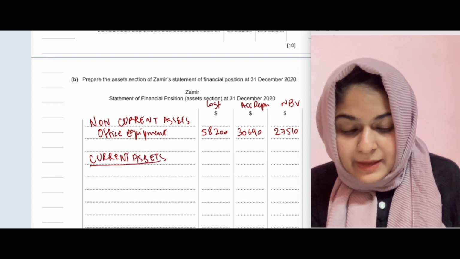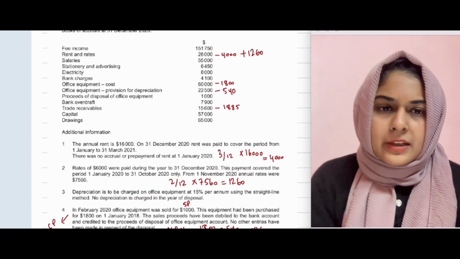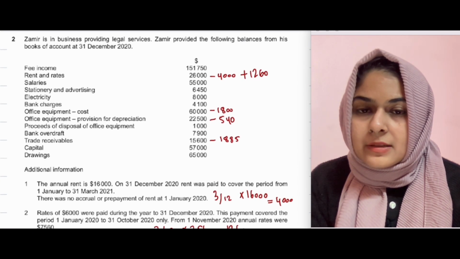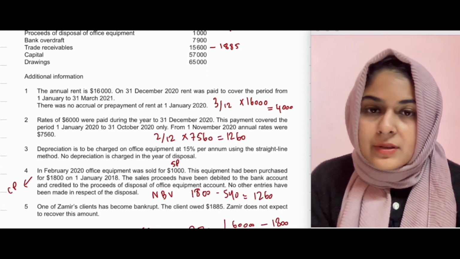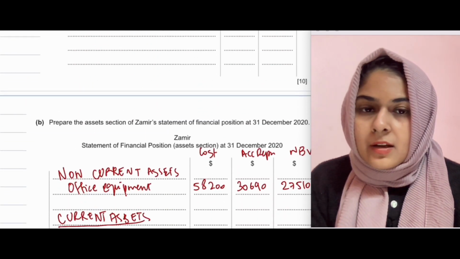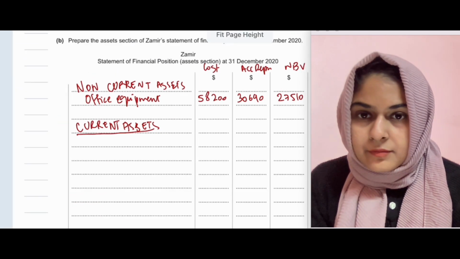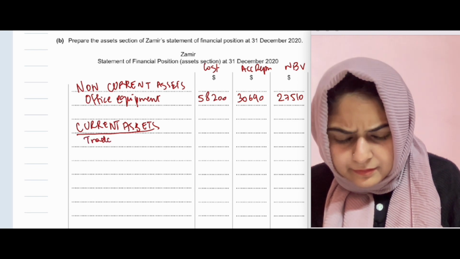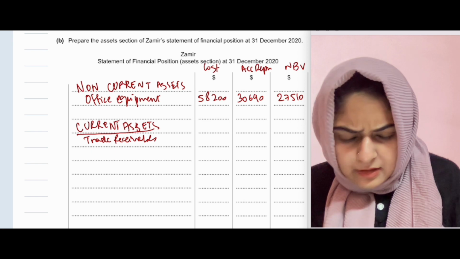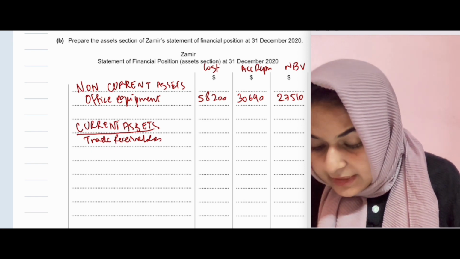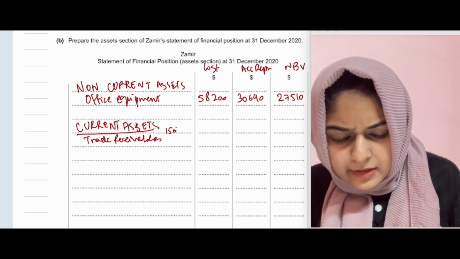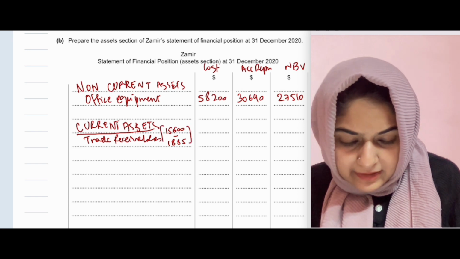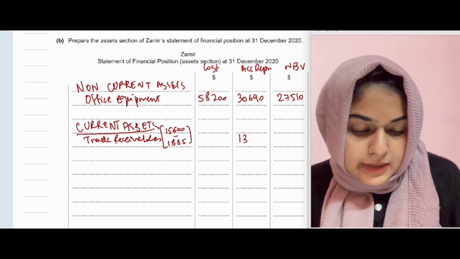तो यहाँ पे करंट एसेट्स, हमारे पास इन्वेंट्री नहीं है तो इन्वेंट्री लेनी ज़रूरी नहीं है. नो क्लोजिंग इन्वेंट्री. वी डू हैव ट्रेड रिसीवेबल्स of which you have to subtract 1,885 because they are not going to recover. So you'll simply do, हम करेंगे ट्रेड रिसीवेबल में से. So we'll just write trade receivables and we'll write 15,600 minus 1,885. इसको जब हम सब्ट्रैक्ट करेंगे तो हमारी वैल्यू आ जाएगी 13,715.